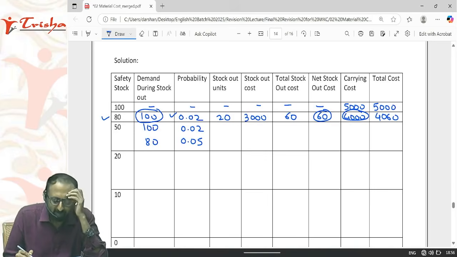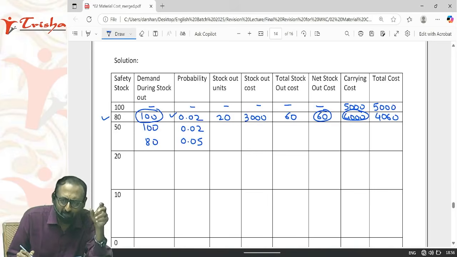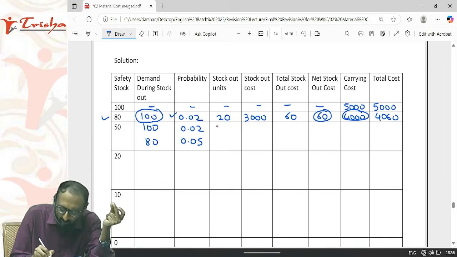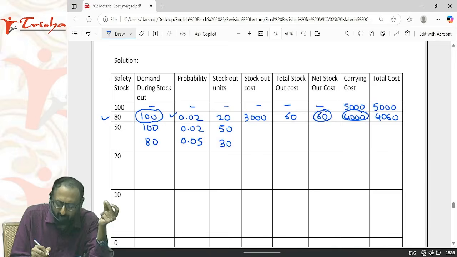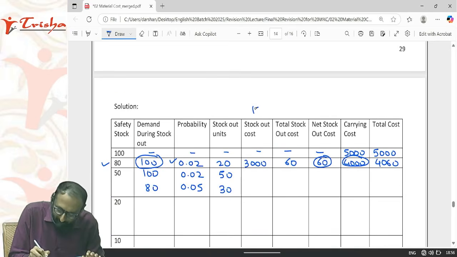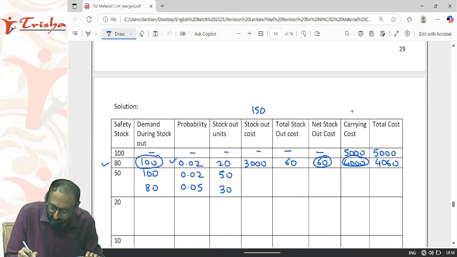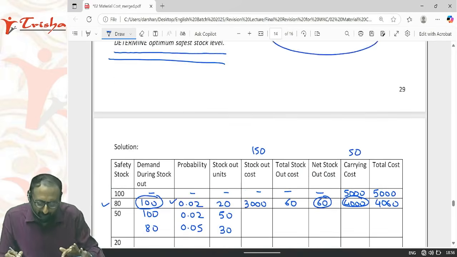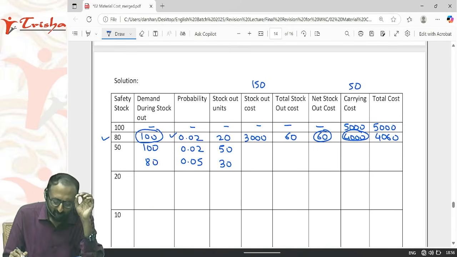Quickly tell me, sir, demand is 100, safety stock is 50. How much will I be in a stock out? Is it 50 quantity? Is it 30 quantity? Per unit stock out cost is 150. So please tell me what will be my stock out cost.